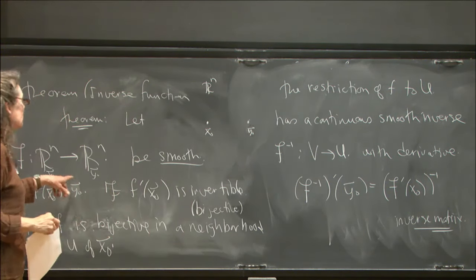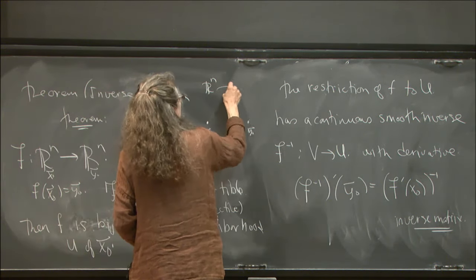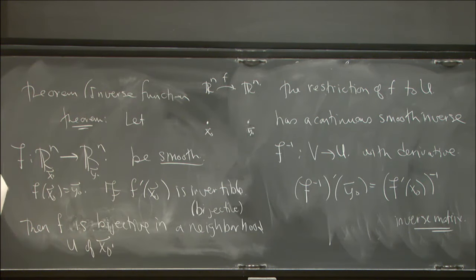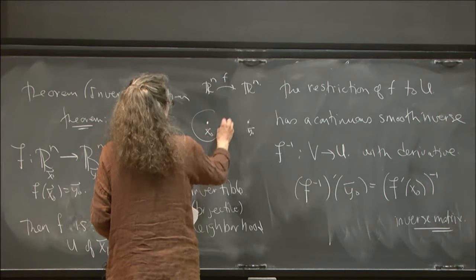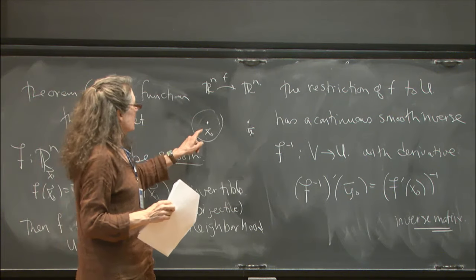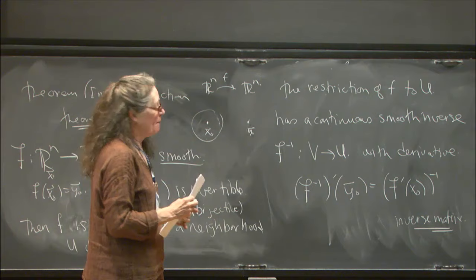And the point is, if the derivative here is bijective, so f is like this, Rn. If the derivative at this one point is bijective, then there's a neighborhood. In particular, there's a ball around x0, so that the restriction of f to this ball is bijective.